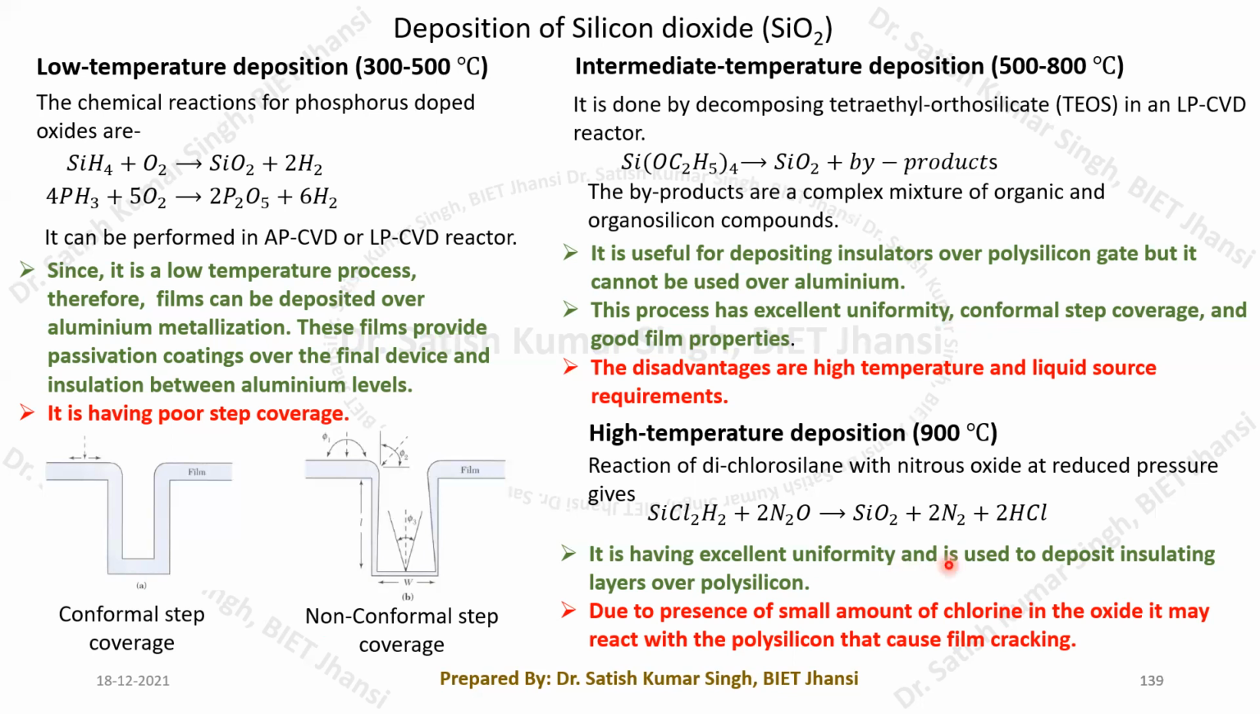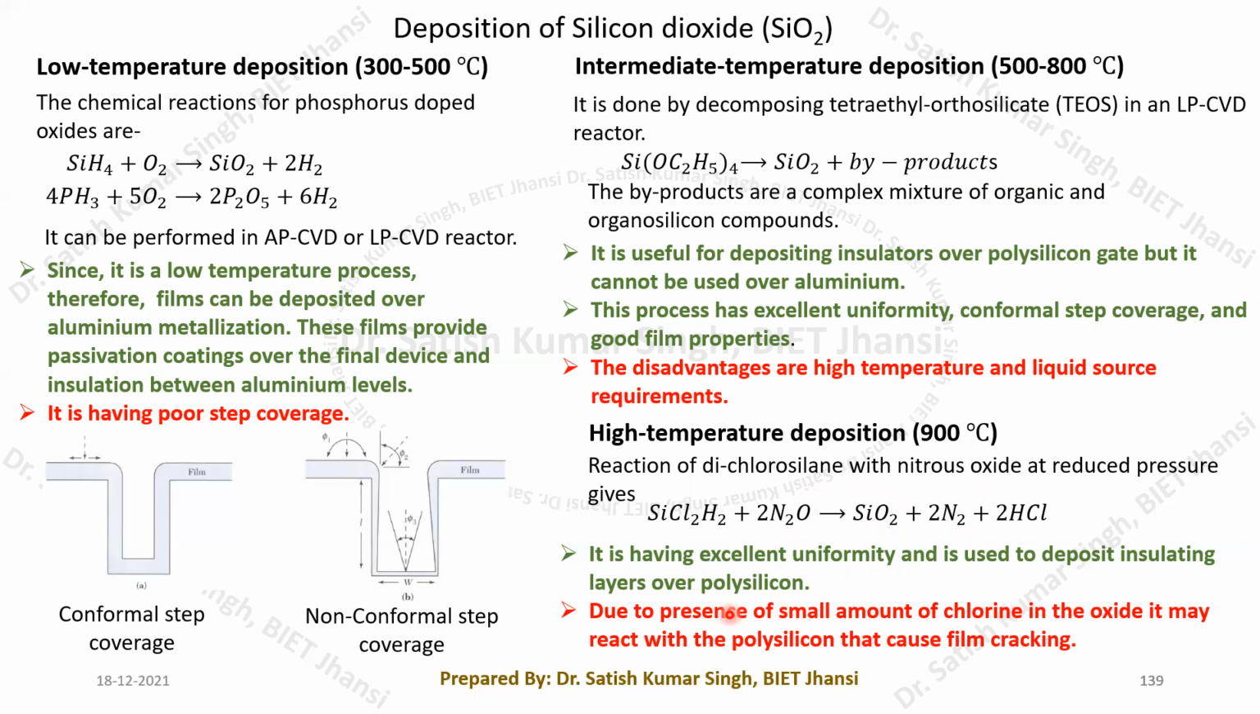But the problem is the presence of the HCl gas. If a very small amount of HCl is trapped within the SiO2, then this small amount of chlorine in the oxide is going to react with the polysilicon and cause film cracking. So this is one of the disadvantages, because we grow the SiO2 layer over the polysilicon, and if chlorine is trapped inside the SiO2, it will crack the polysilicon film layers.